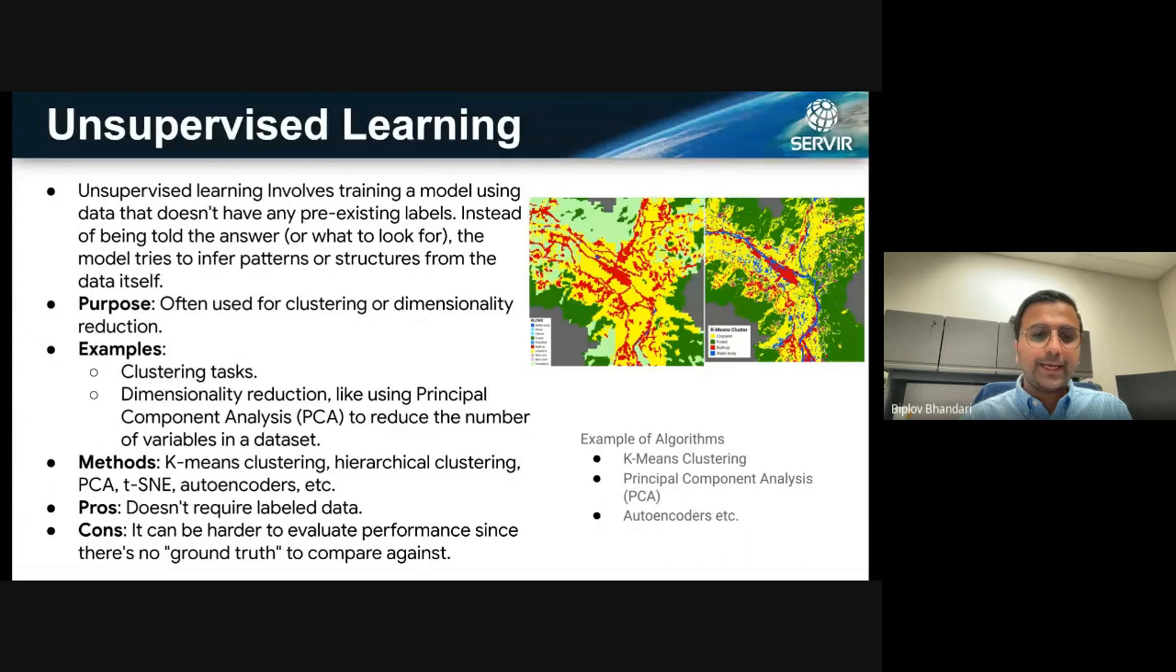The downside is that because you don't have any ground truth to compare against, it's very hard to evaluate the performance unless you know what you're doing or you're very familiar with this area. So here I'm showing you an example.